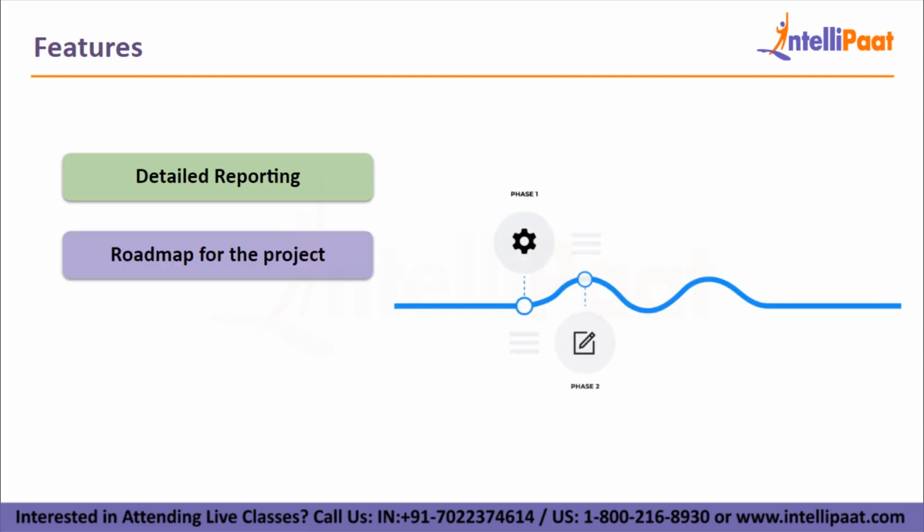Next feature is roadmap for the project. Jira's project roadmap allows users to get a clear picture of the type of product they're working on. It aids in the development of a project timeline, the listing of many tasks that must be completed in order to complete the project, and the creation of both short and long-term goals.